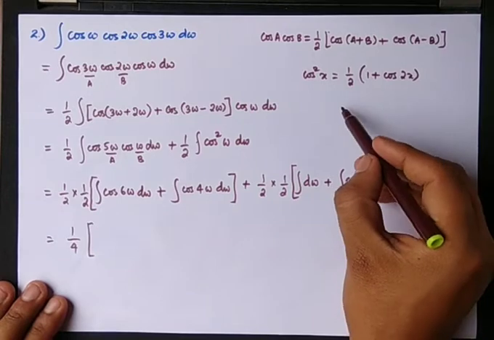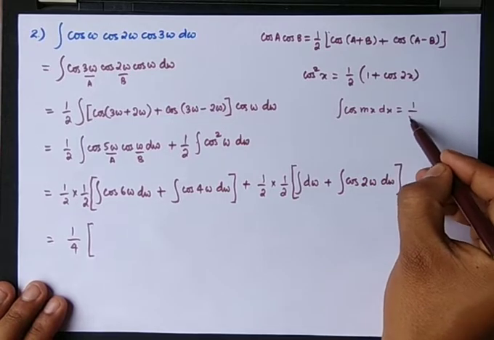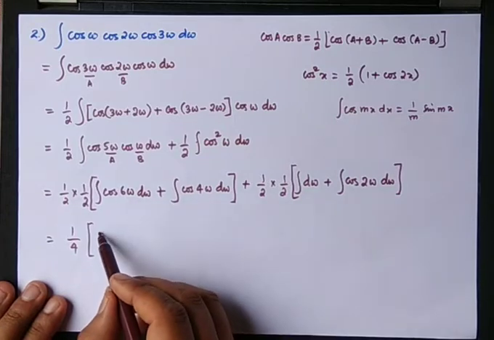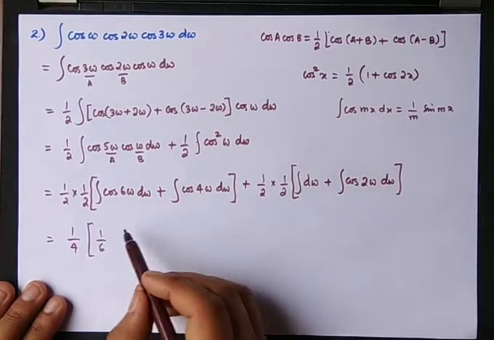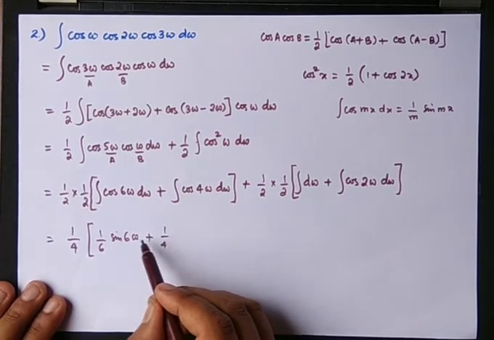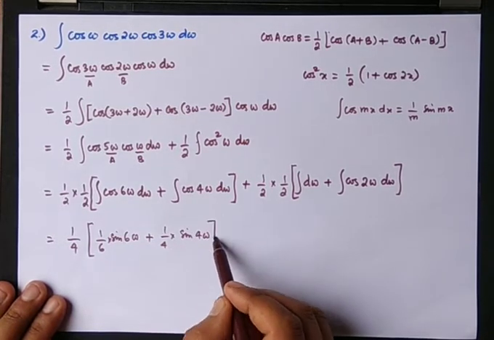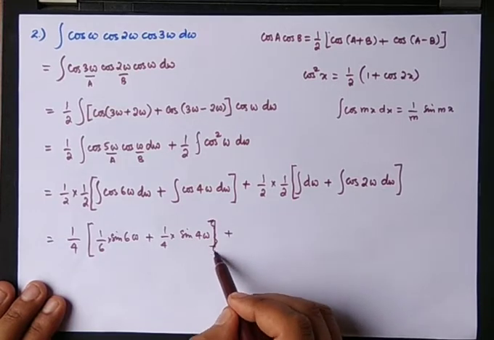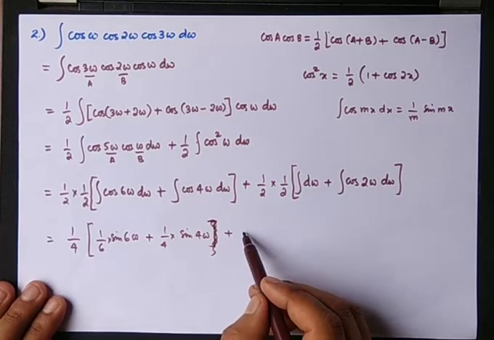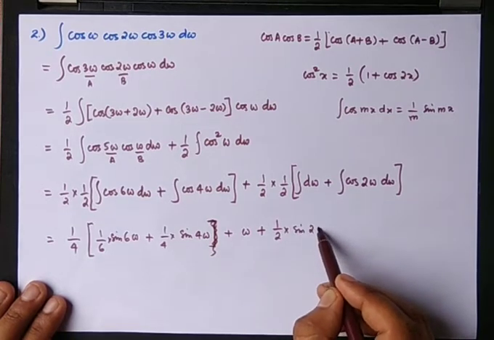As I said earlier, integral of cos mx dx is going to be 1 by m sine mx. Here m is 6, so that's why it will be 1 by 6 into sine 6 omega. Similarly here we have got 1 by 4 into sine 4 omega. I'm sorry, this 1 by 4 is taken outside, so we'll remove this. So we have integral of d omega is omega plus, similarly this becomes half into sine 2 omega.